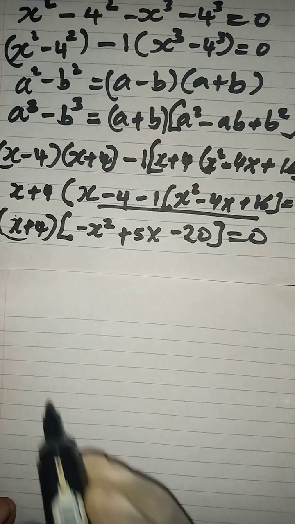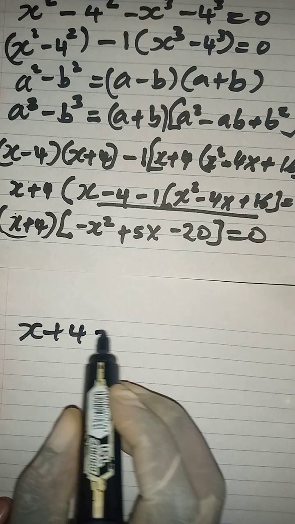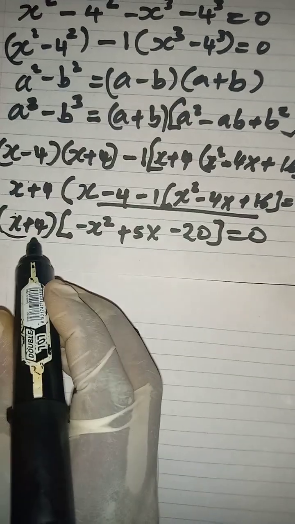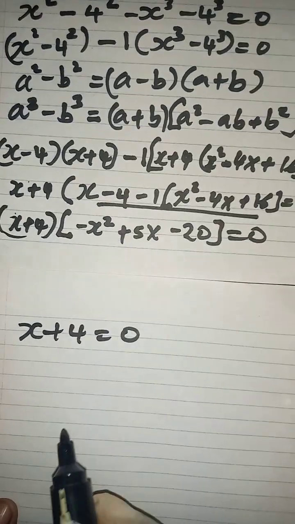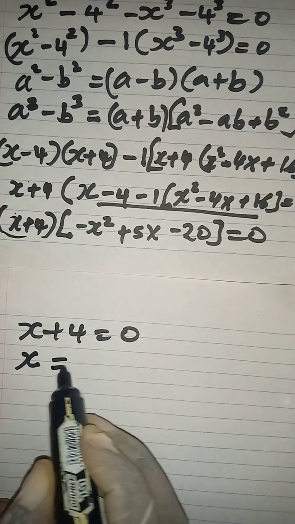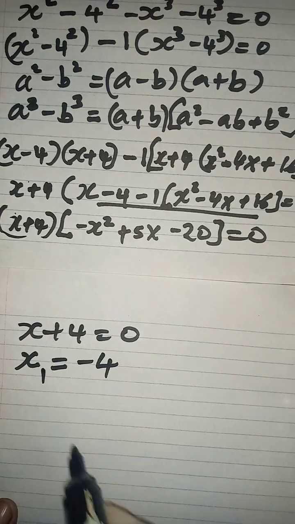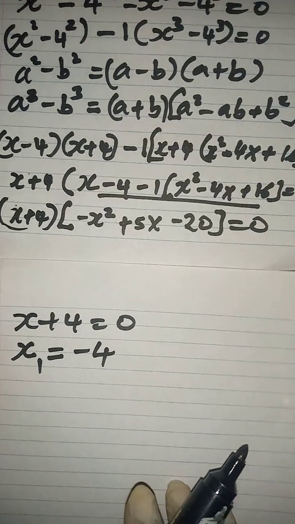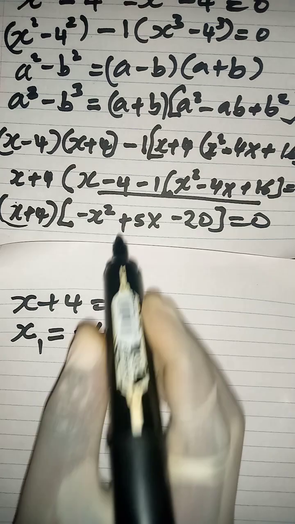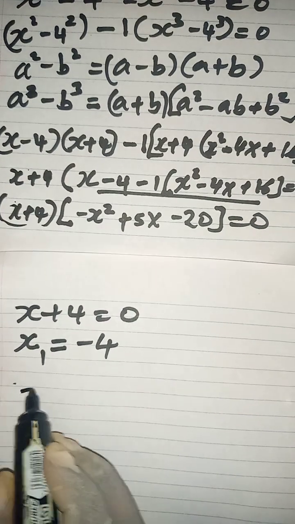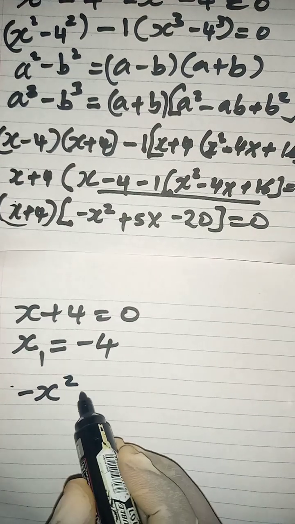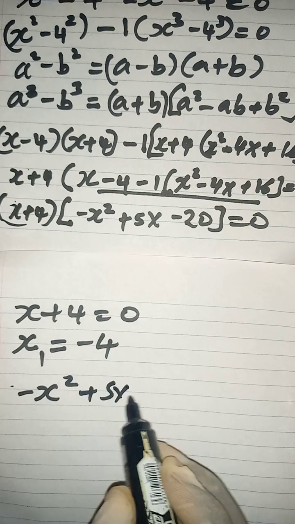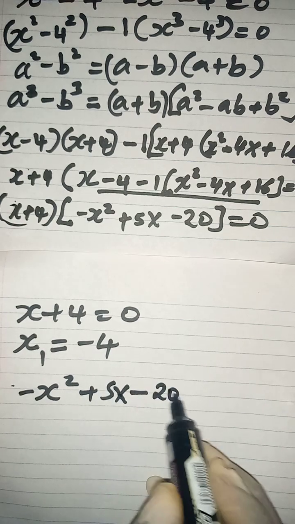So then it goes without saying that x minus 4 is equal to 0. Remember, this is the product of two functions. x now becomes 4 as my solution for the value of x. For the other side, I'm going to get a quadratic equation: negative x squared plus 5x minus 20 is equal to 0.